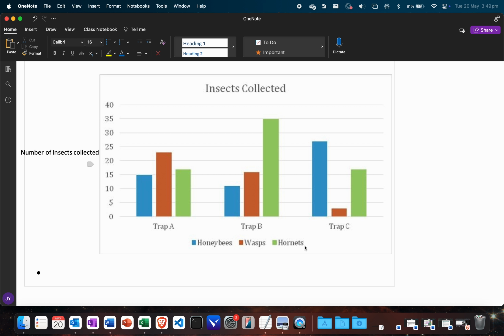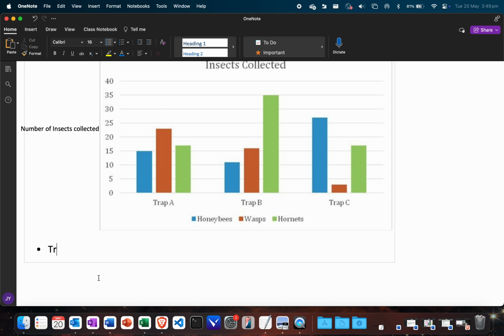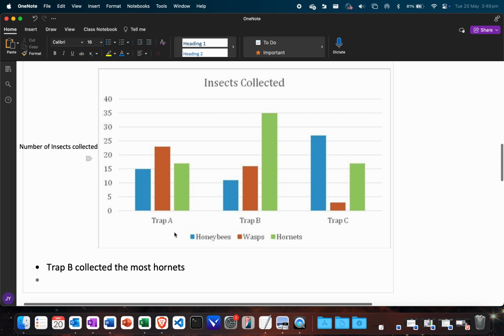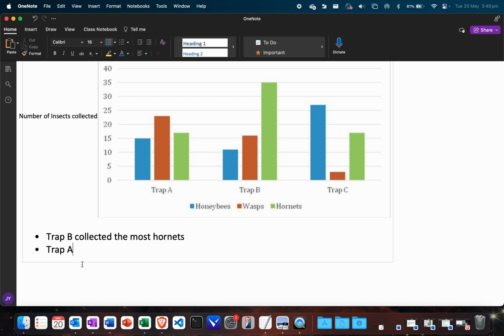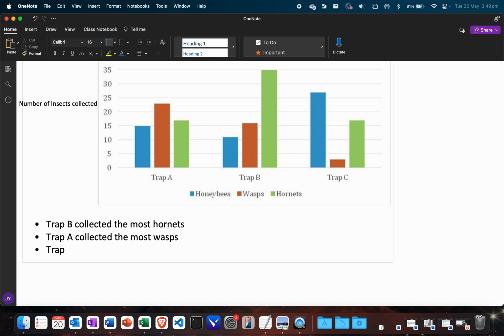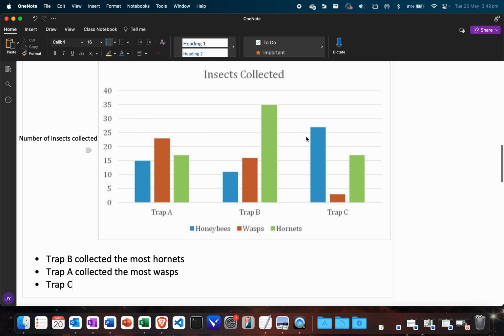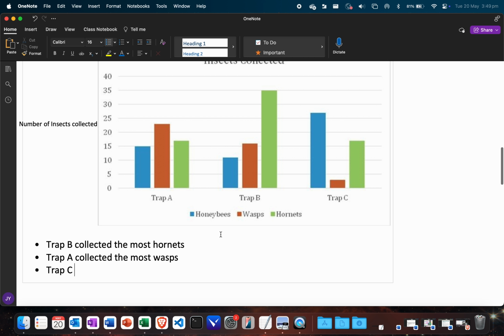What is the best trap for collecting hornets? Well, it's probably going to be trap B because it collected the most of them. Okay, so we could say trap B collected the most hornets. Which one collected the most wasps? Trap A. Okay, trap A collected the most wasps. And trap C seemed to collect the most honeybees.